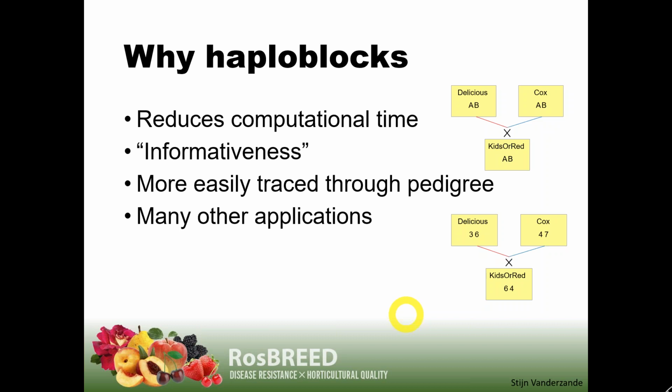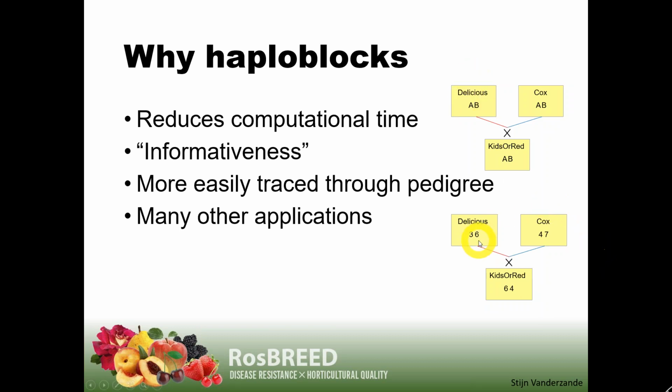For example, when you're looking at alleles that are traced through a pedigree, here on the top, if we were working with SNPs, both parents are heterozygous AB and the offspring is AB, then at this point there's no way of telling where the A in Kit's Orange Red in this offspring came from, whether it came from Delicious or Cox. And the same goes for the B allele. So it would be hard to trace unless we look at flanking markers and we look at maybe more generations or siblings and so forth.